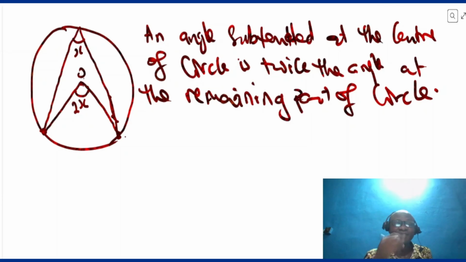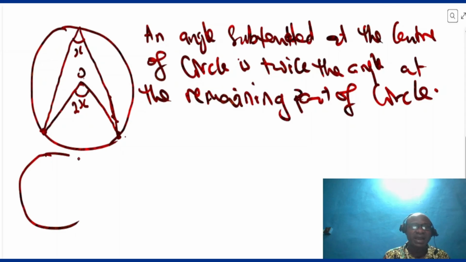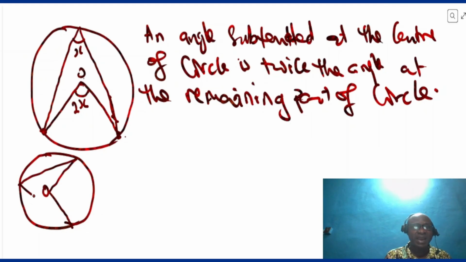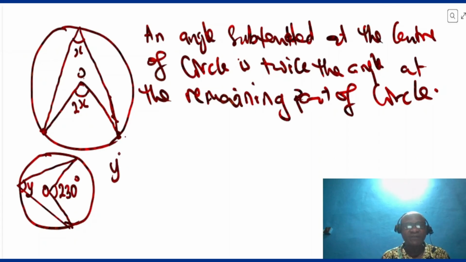Do you understand? Yes, sir. What that means is that if I give you this circle now, and I have formed an angle at the center like this, then I formed also an angle at the circumference. Please, this should be a straight line. So when I draw it, understand it is a straight line. Now, I told you that this place is 230 degrees, and I put here letter Y. And you are asked, what is the value of Y? What do you think will be the value of Y here now?